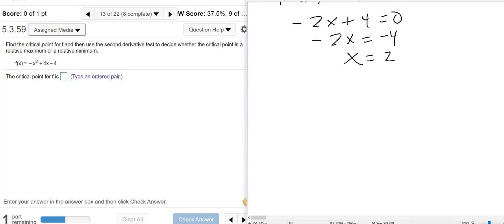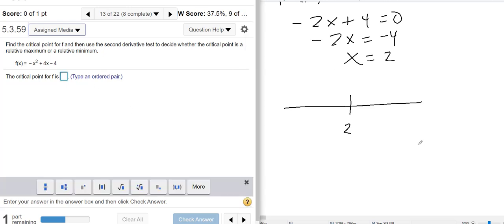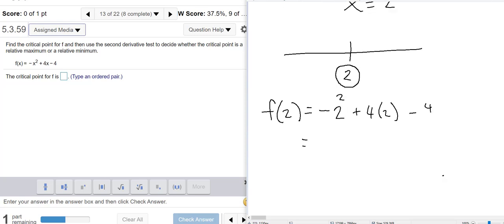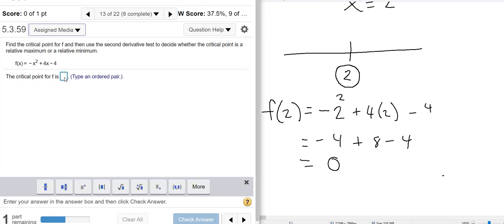So something's happening at 2, and they want us to look at the second derivative to decide if that critical point is a maximum or minimum. Now remember that the critical point is a point, so we know that x is 2. We need to now find f of 2. So that's going to be negative of 2 squared, be careful, no parentheses this time, plus 4 times 2 minus 4. That's going to be -4 plus 8 minus 4, so that's going to be 0. So our critical point for f is 2, 0.